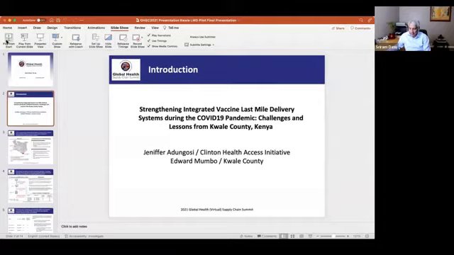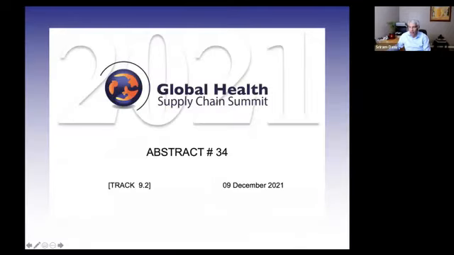It's strengthening integrated vaccine last mile delivery systems during COVID. We have Jennifer from the Clinton Health Access Initiative and Edward from Kwale County, who will tell us about how they strengthened the vaccine last mile delivery.